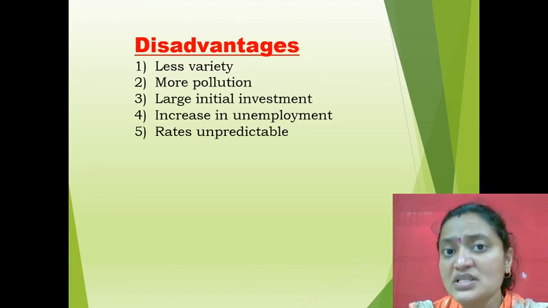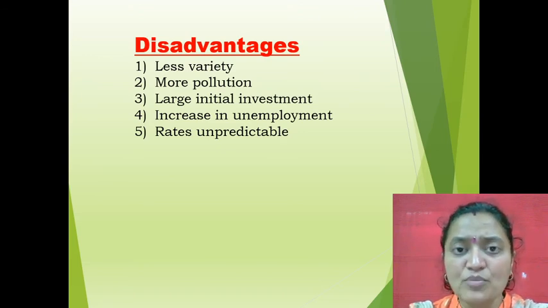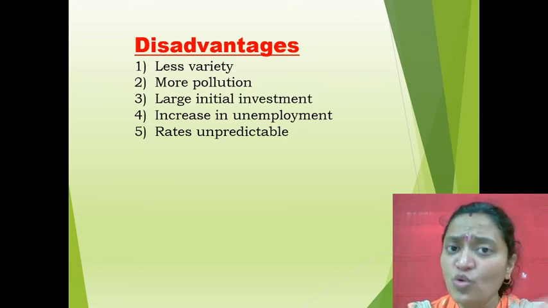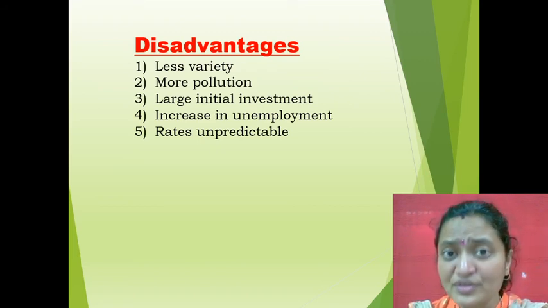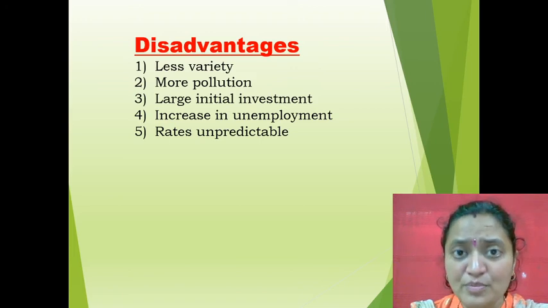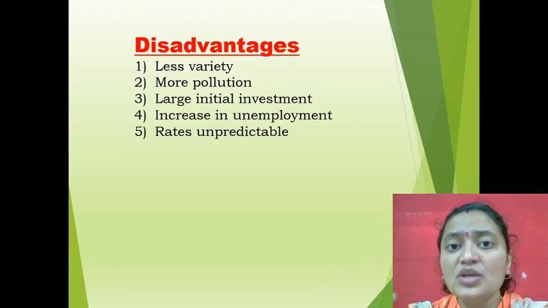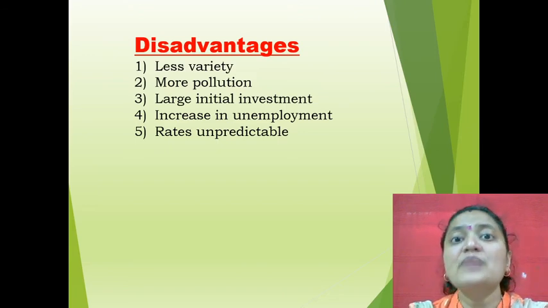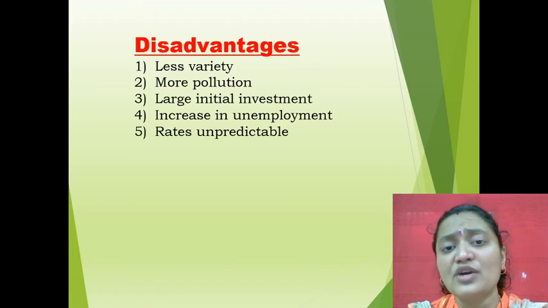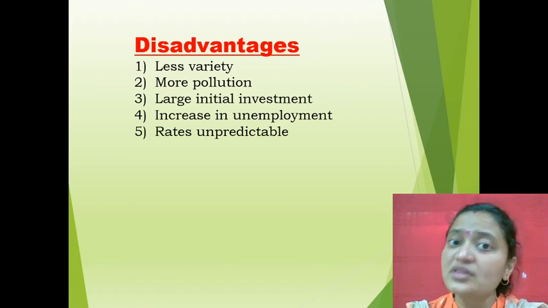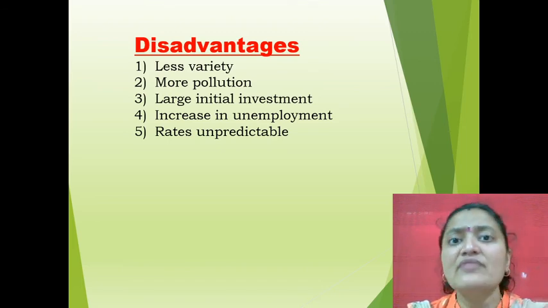Then the next one is increase in unemployment. Now what do you mean by increase in unemployment? Just think that there is no requirement of labor or workers in order to do that particular work. Everything is done with the help of machines only. Then what is the use of the people doing that work? They will be unemployed only, means they cannot get any kind of job, because all the work is run by machines only. Automatically everything is done.